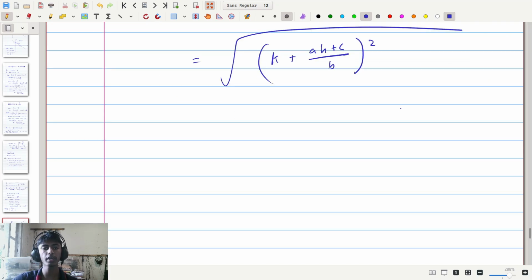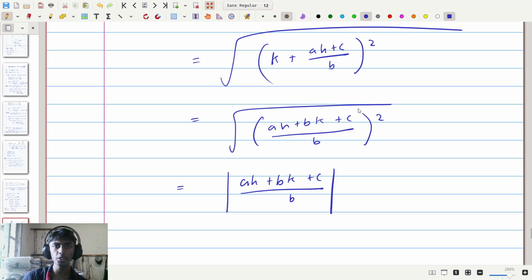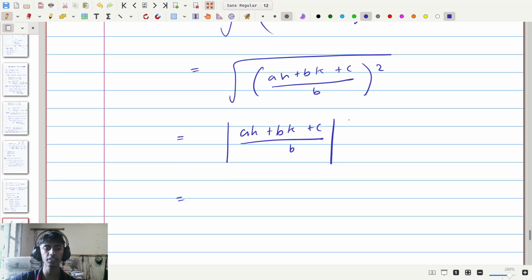Now then, simplifying this down, we can take the b and multiply it by the k to get the square root of ((ah plus bk plus c) divided by b) squared. Now then, we have something on the inside squared and then being square rooted. This is the same as taking the absolute value, because when you square and square root a number, you are essentially removing its sign. So this right here is the absolute value of (ah plus bk plus c) divided by b. I'm going to distribute the absolute value sign to the top and bottom and write this as the absolute value of (ah plus bk plus c) divided by the absolute value of b. We're going to call this equation 1.